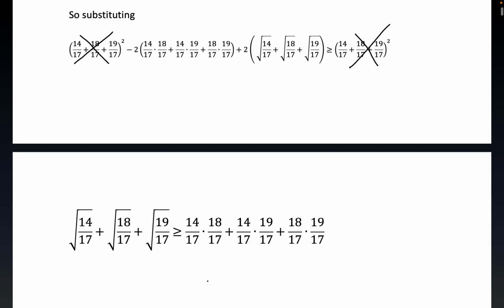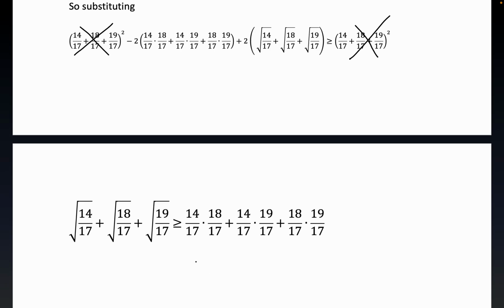That worked out fairly quickly. Everything kind of dried up fairly fast. Now let's see here. This would be equal to 14 times 18 plus 14 times 19. And don't worry, I'm not going to try to multiply this out, waste your time. And then plus 18 times 19. And notice they're all over the same common denominator, which is 17 squared, which is 289.